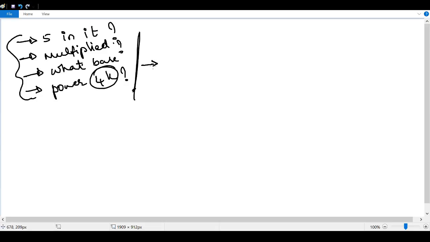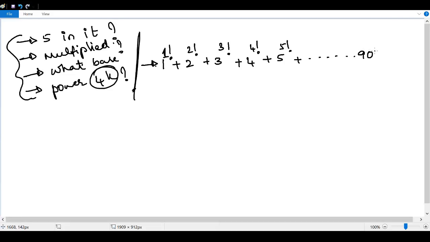Next question that I have for you is this. 1 power 1 factorial plus 2 power 2 factorial plus 3 power 3 factorial plus 4 to the power of 4 factorial plus 5 to the power of 5 factorial all the way till 90 power 90 factorial. Now remember, this is addition, this is a plus, all the way till 90 power 90 factorial. Can you tell me what is the unit digit of this?